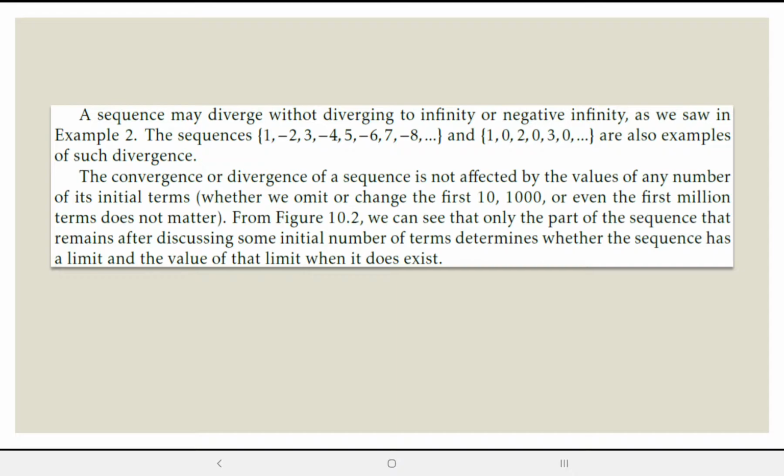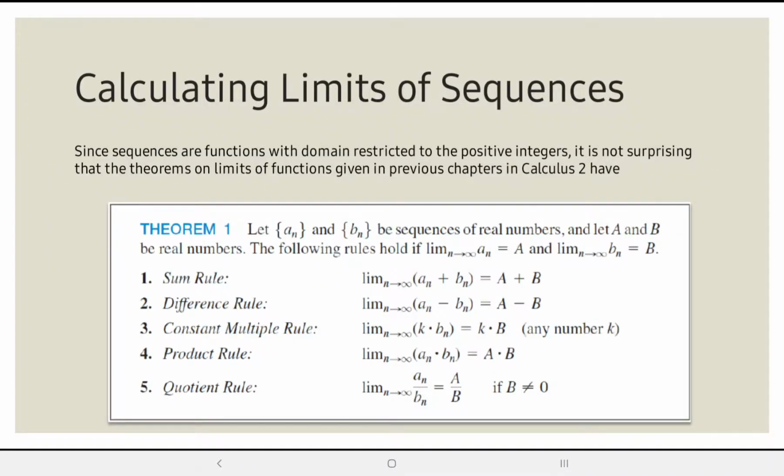The sequence may diverge without diverging to infinity or negative infinity, as we're saying. Okay? So makikita, 'di ba sinabi natin kanina yung alternating series, nag-alternate lang siya from negative 1 to 1. Okay? Pero consider natin siya na divergent kasi nga hindi siya nag-approach sa isang single number. Ganon din sa mga sequence na to. 1, negative 2, 3, negative 4, 1, 0, 2, 0, 3, 0, 4, etc. So, pag sinabing divergent, hindi kailangan infinity yung ina-approach niya.